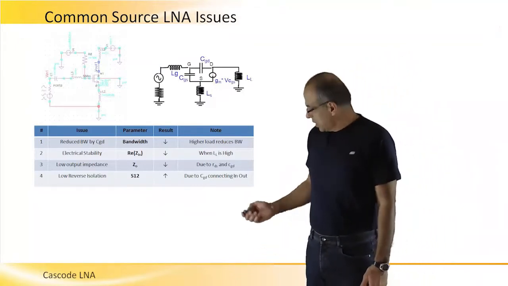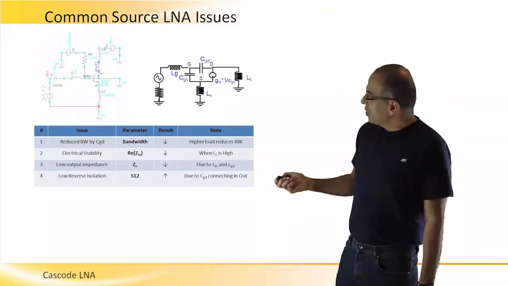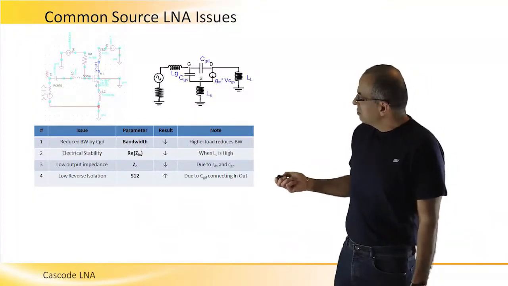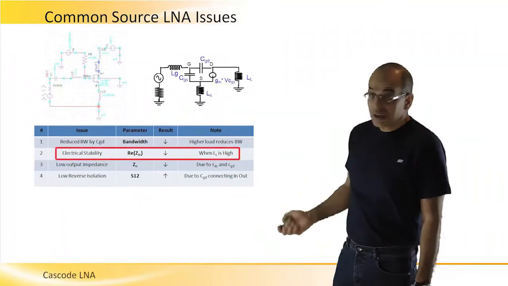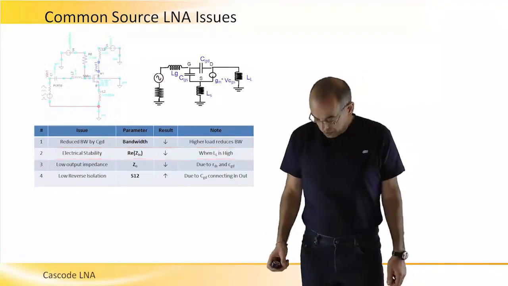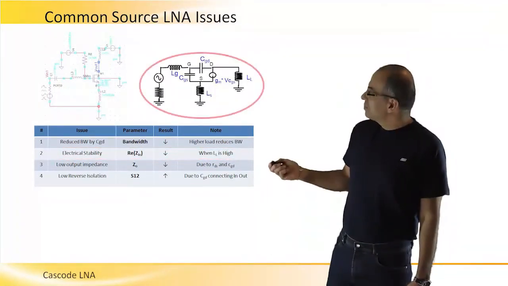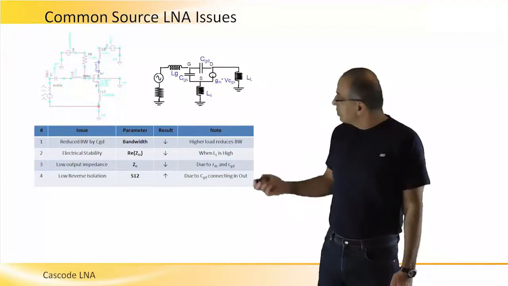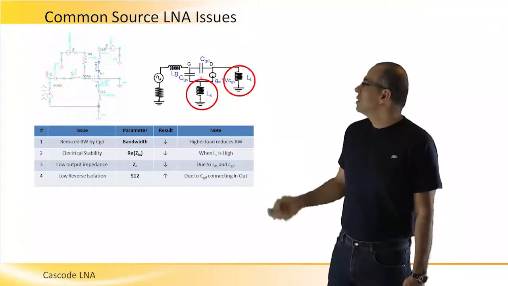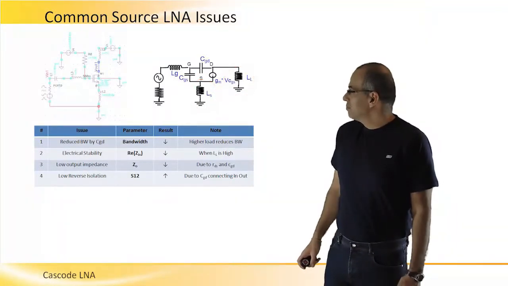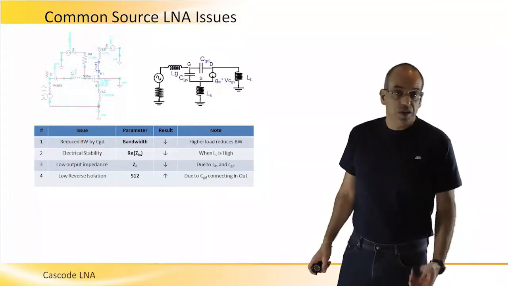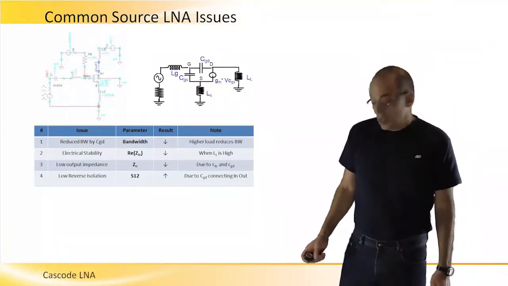The other subject that we have covered quite extensively is the topology stability. We have shown that common source LNA will have stability issues depending on the values of LL and LS, but usually the needed values will cause stability issues that we need to solve.